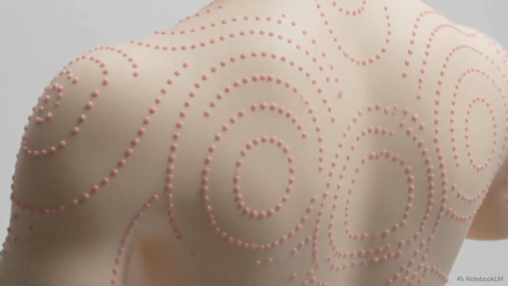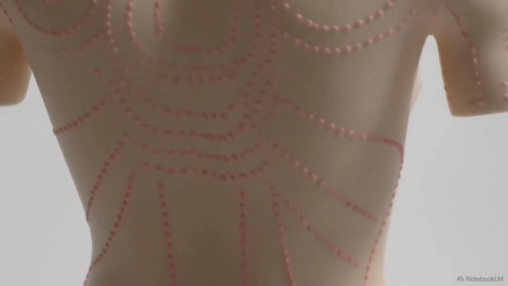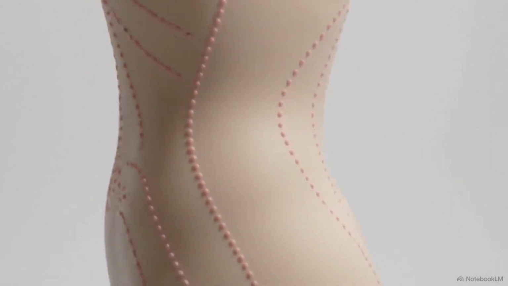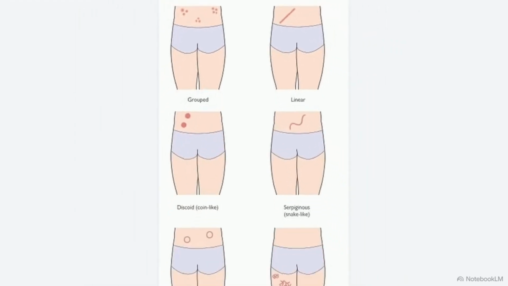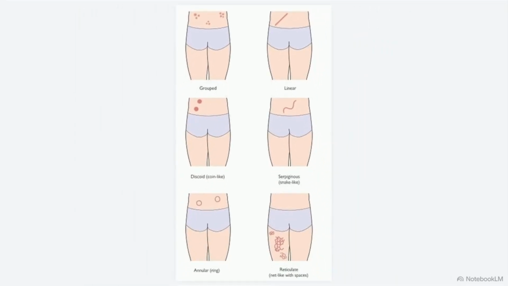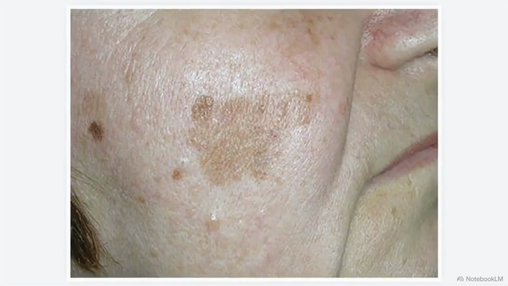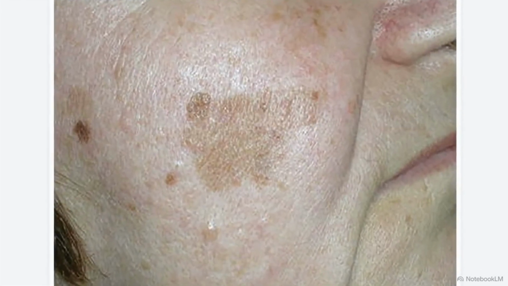Once the primary and secondary features are defined, the clinician maps out the global arrangement, known as the configuration. Individual lesions will often organize themselves into distinct geometric patterns across the body, presenting as grouped, linear, serpiginous, meaning snake-like, or annular, ring-shaped arrangements. Applying this to our visual evidence, the primary structure is a flat, broad plaque, but the raised border edges into a distinct papular component.